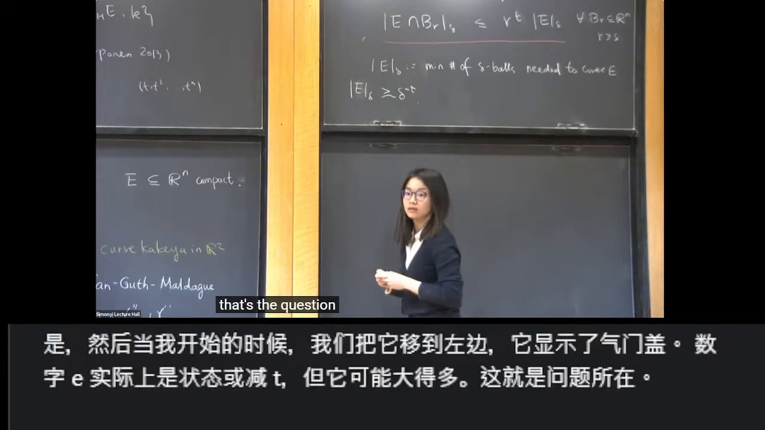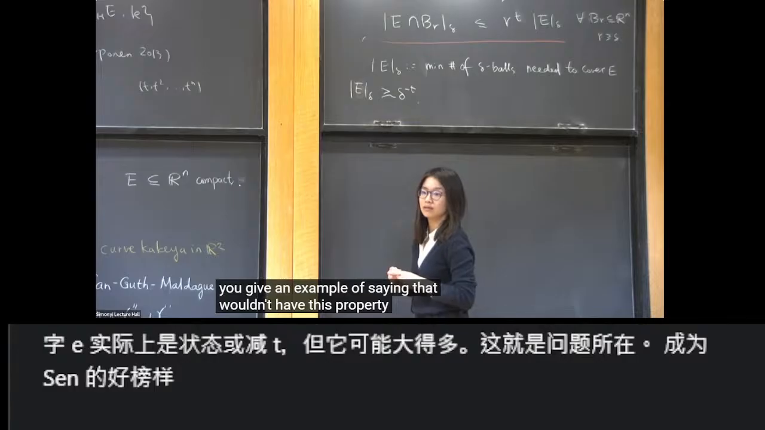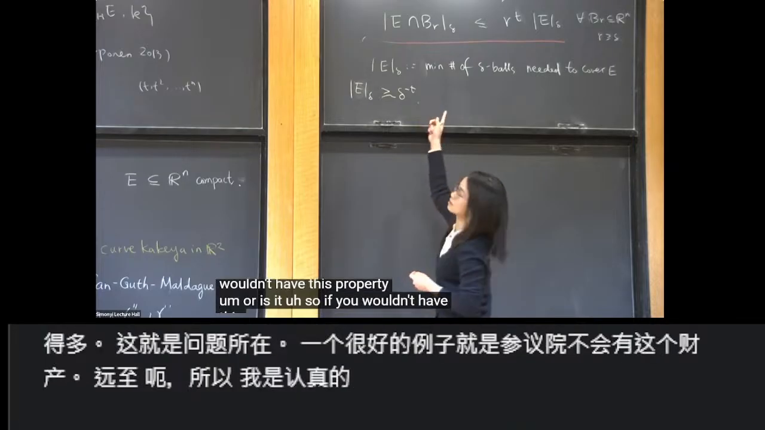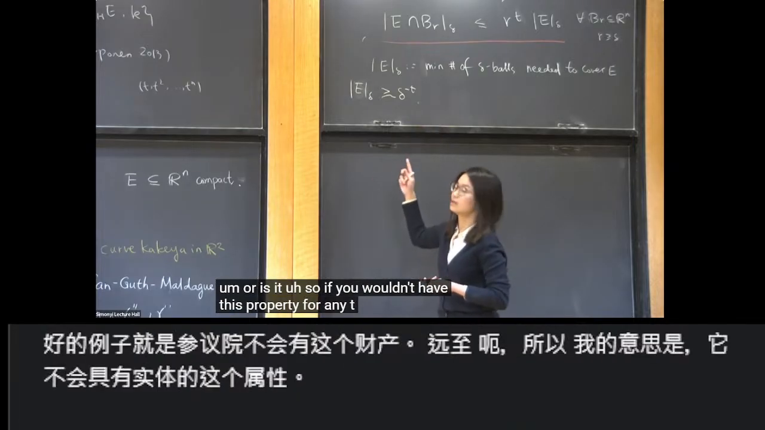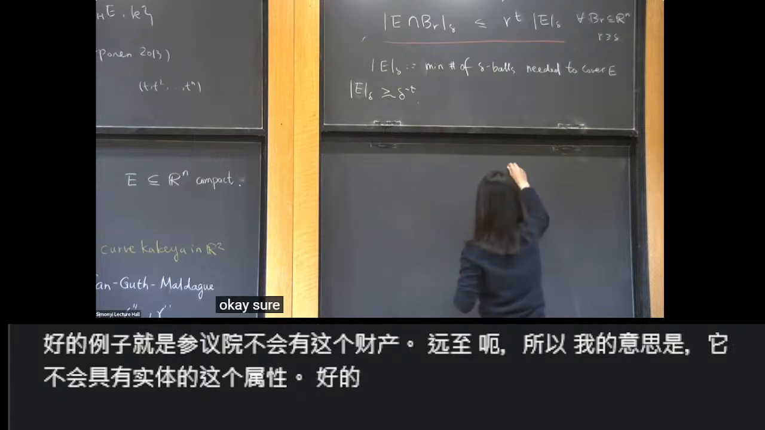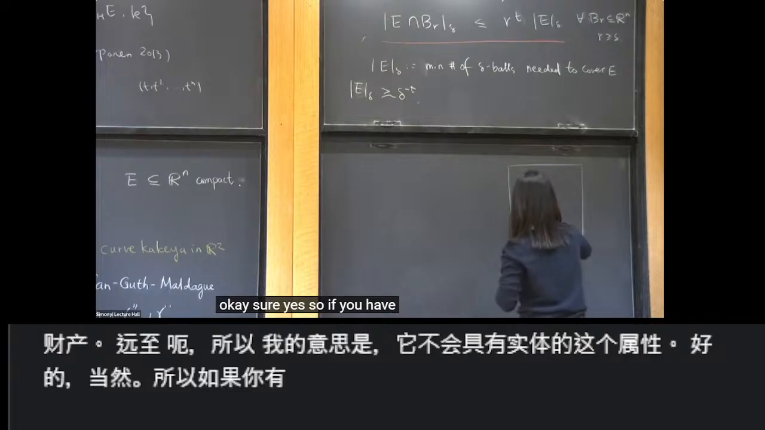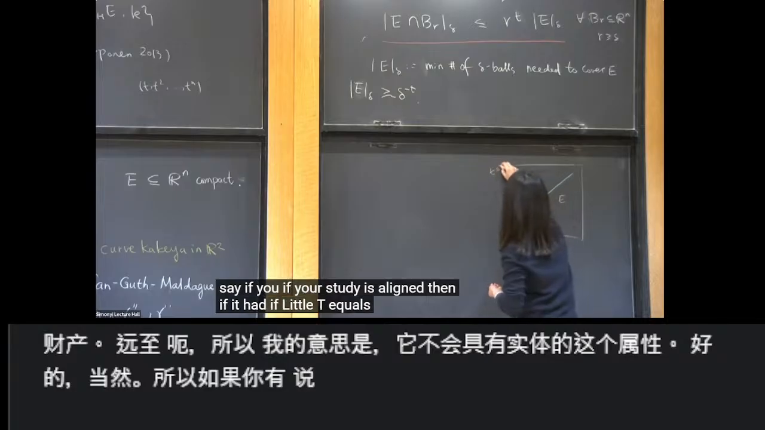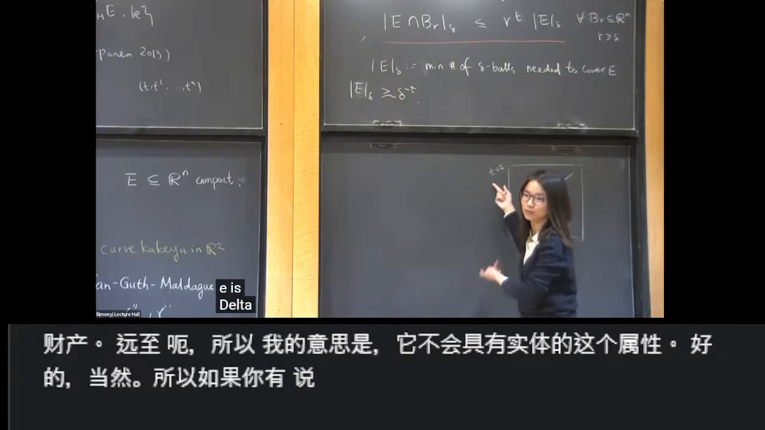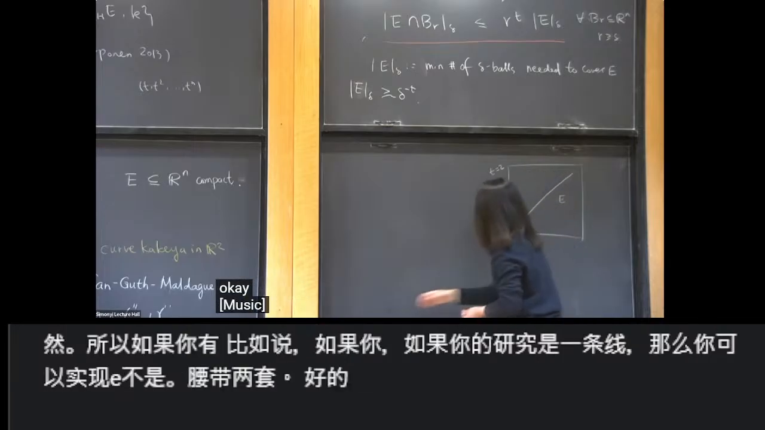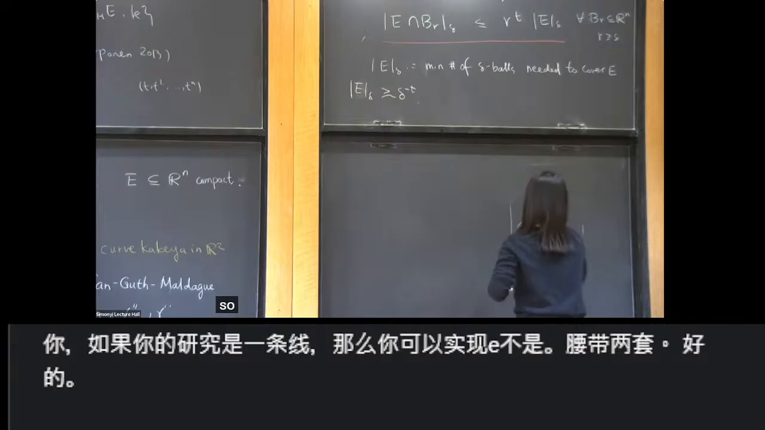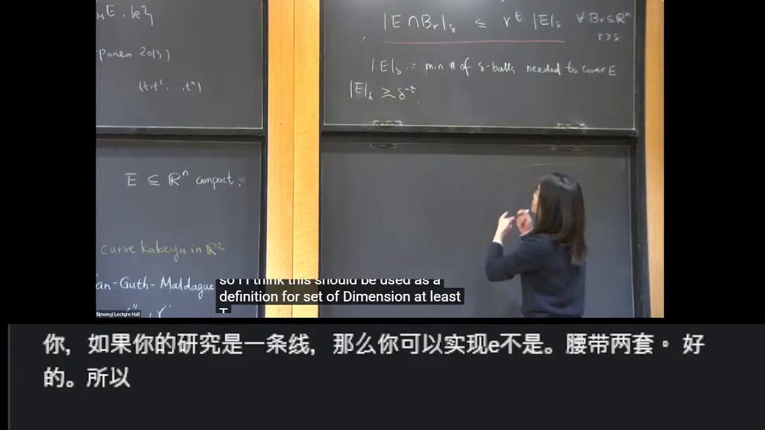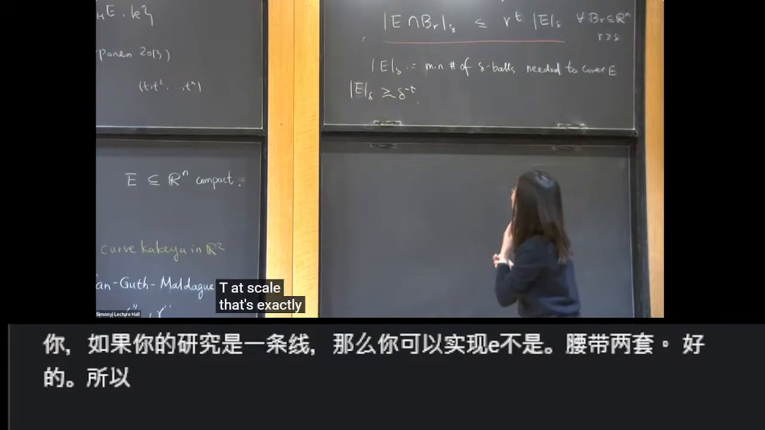That's a good question. Can you give an example of something that wouldn't have this property? So you mean wouldn't have this property for any t? Or maybe for a fixed t? Okay, sure. Yes. So if your set E is a line, and you take t equals 2, then E is not a delta-2 set. That's a good question. So I think this should be used as a definition for a set of dimension at least t at scale delta, not exactly t.